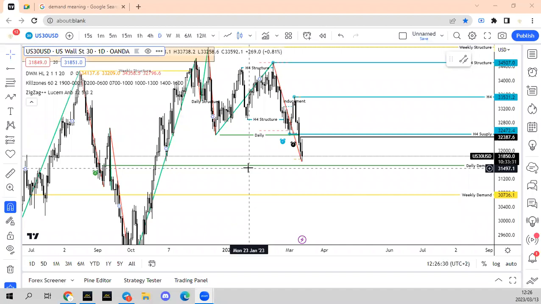Today we'll be breaking down US30. This is my first breakdown, so we'll see whether you guys like it or not, so that I come back with more breakdowns. So without wasting any time, let's jump into it.